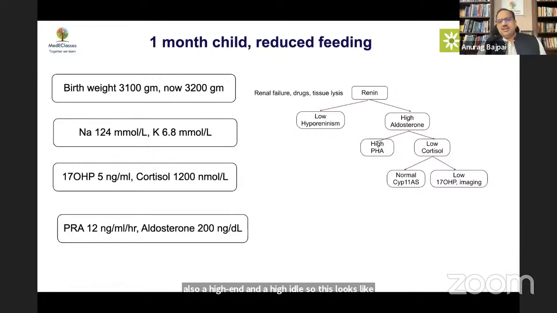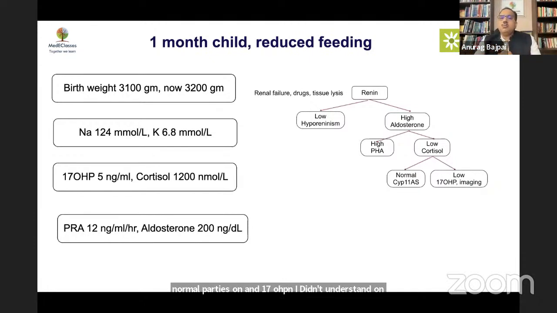But what will you do next in this scenario? You can write in the chat box. You have a neonate who has salt wasting, hyponatremia and hyperkalemia with a normal cortisol and 17-OHP, and high renin and aldosterone. The diagnosis is pseudo-hypoaldosteronism. What should you do next?